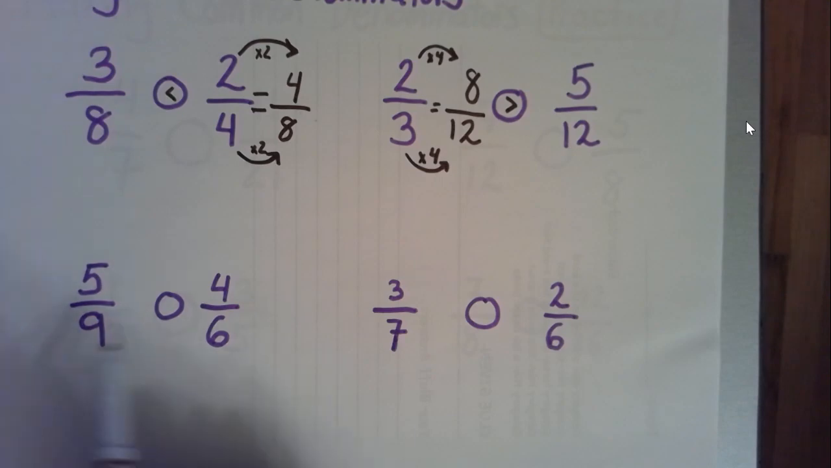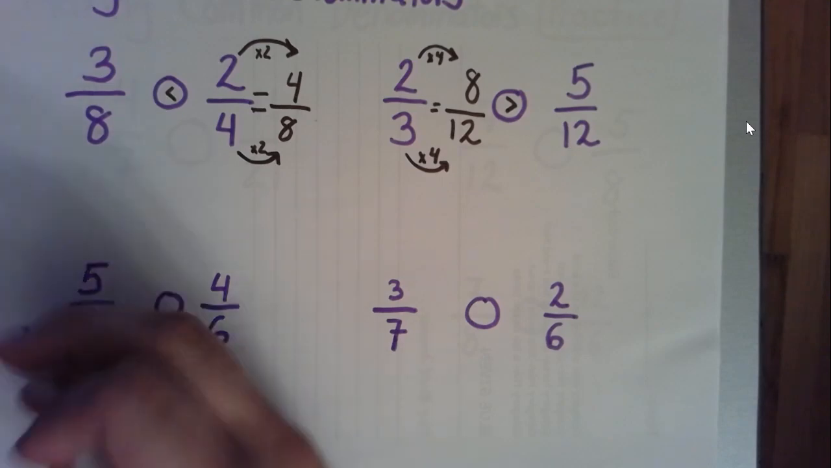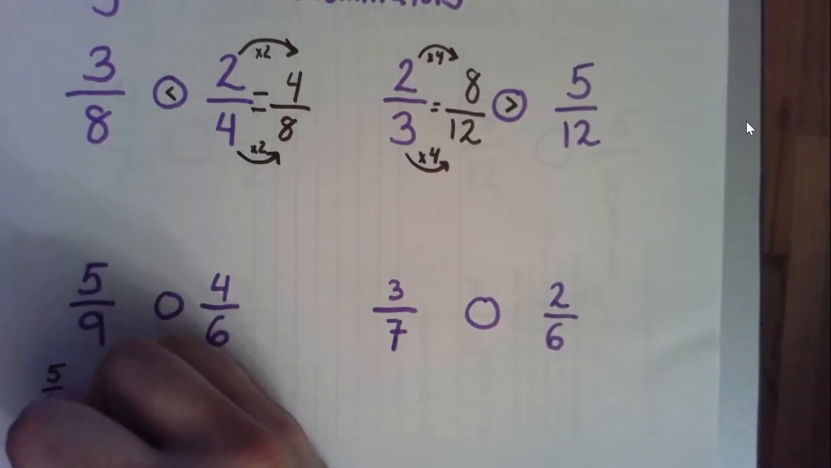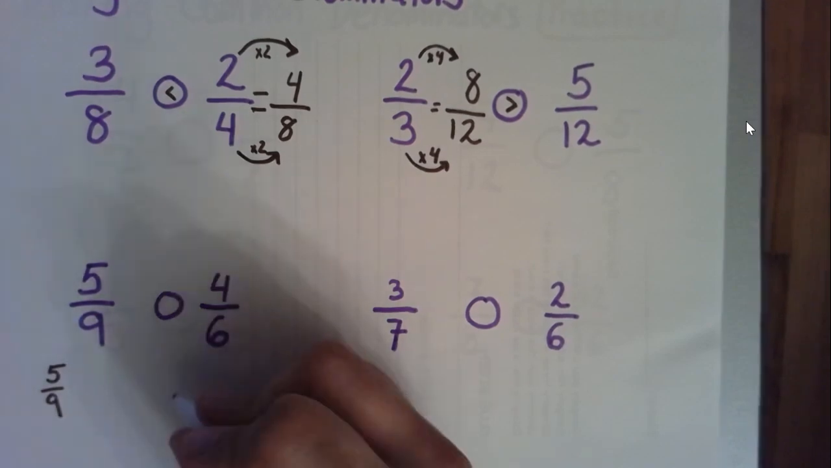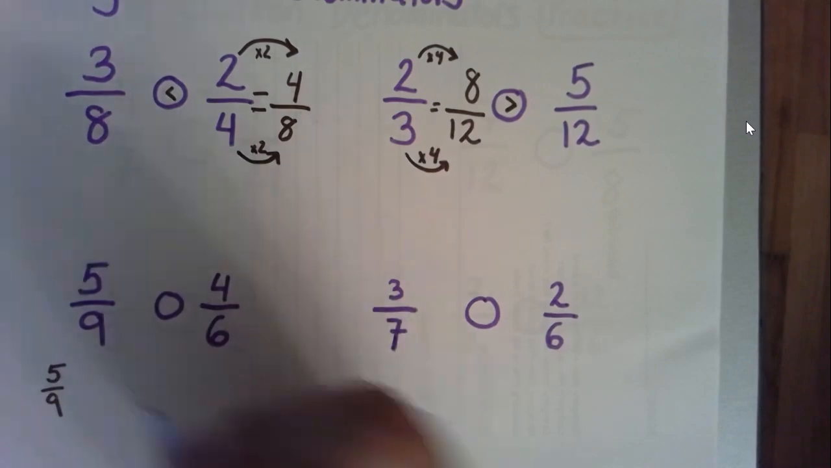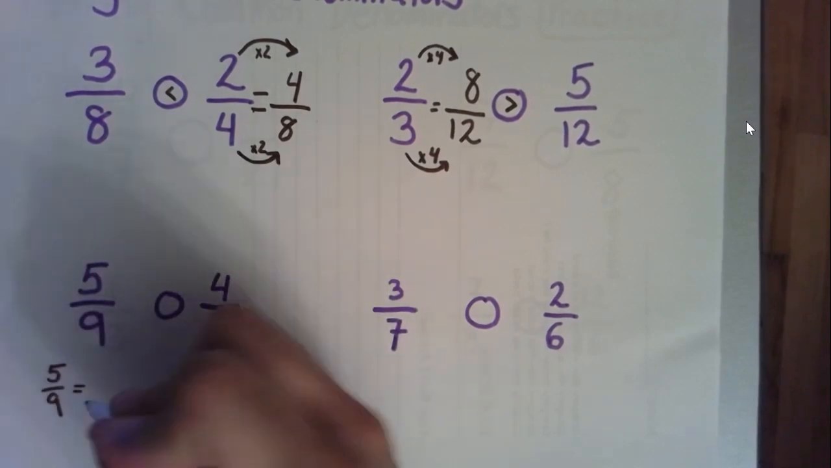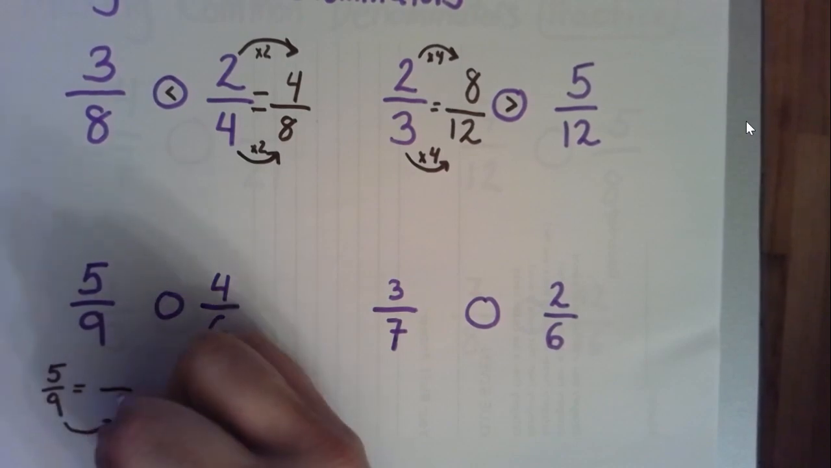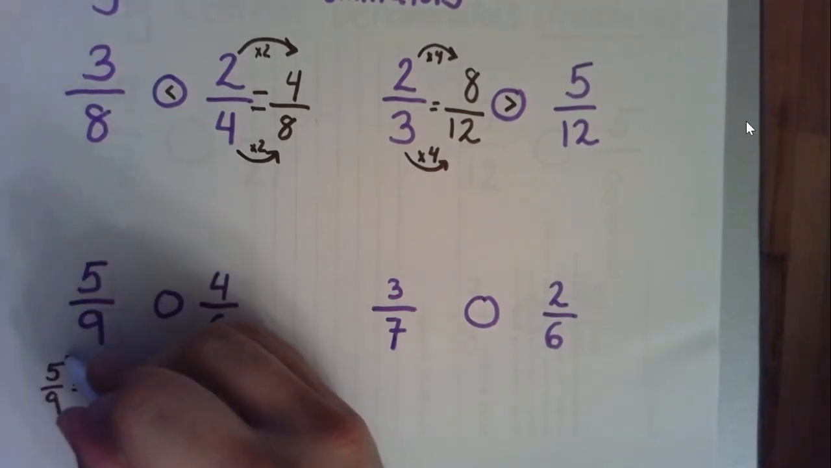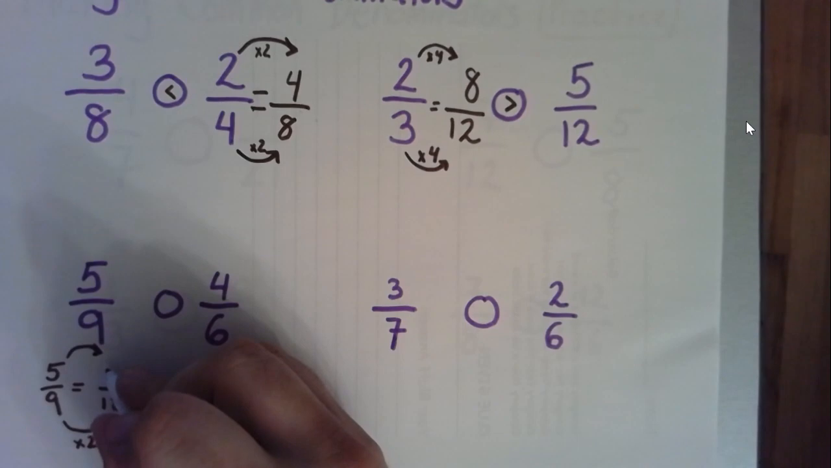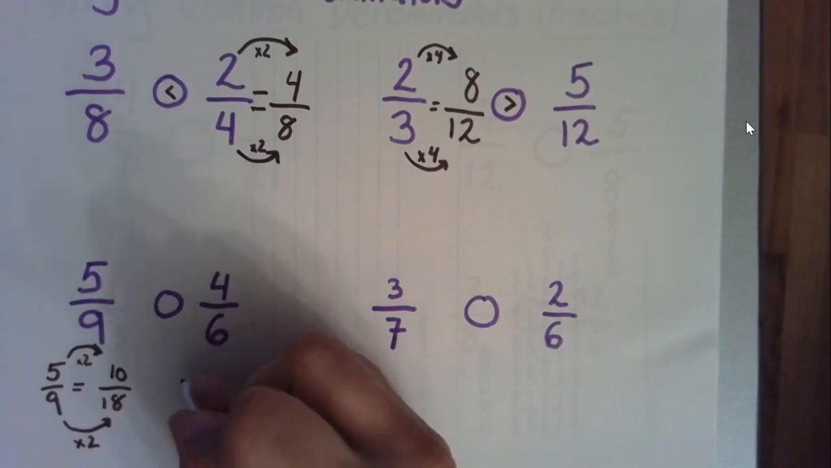Well, let's think about what I could multiply both of these by in order to get a common denominator. For example, 5/9. I could think, okay, let's see, what are some multiples of 9? I could do 9 times 2 is 18, but wait a minute, I can do 6 times 3 equals 18. Let's try this out. So if I do 5/9, I can turn 9 into 18 by doing times 2. What I do to the bottom, got to do to the top. 5 times 2 equals 10. I have 10/18. Now let's see what we can do with 4/6.